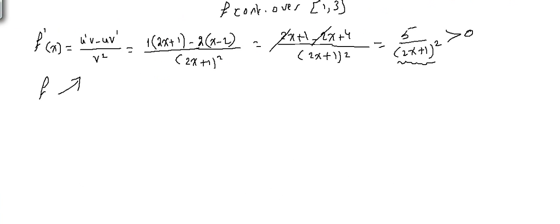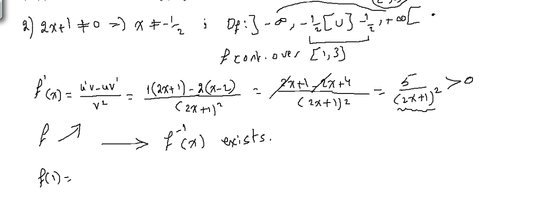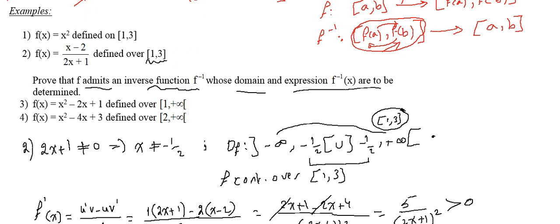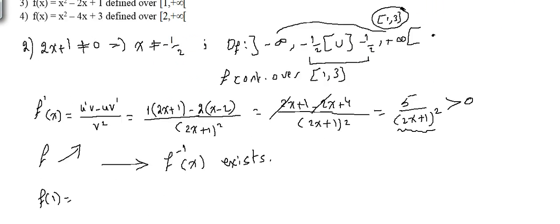All of the above gives us that the inverse function exists. We can find the inverse in this case. Before we find the inverse function, let's find the domain and the range of the inverse. f is defined from 1 to 3. What is f of 1? We substitute x with its value in the original f of x, which is x minus 2 over 2x plus 1.